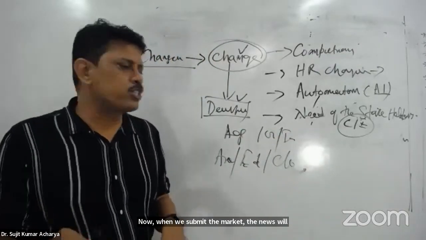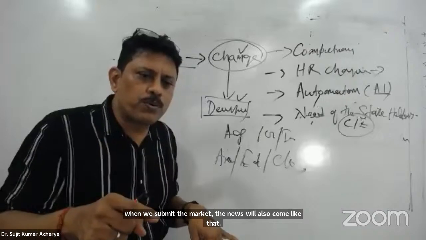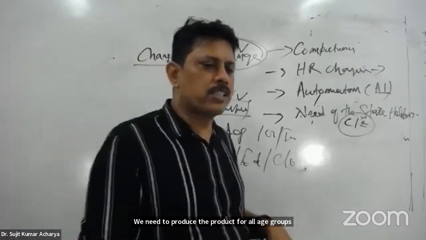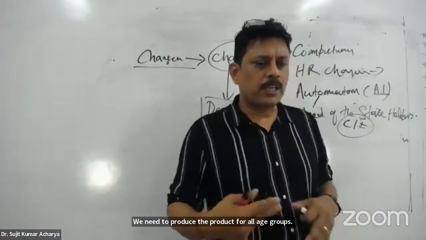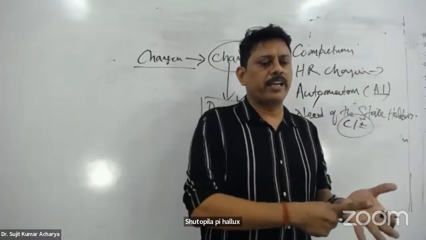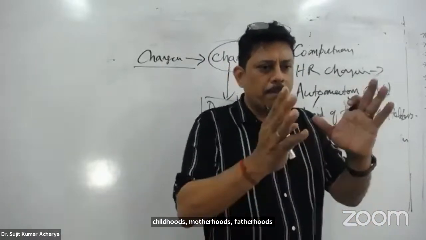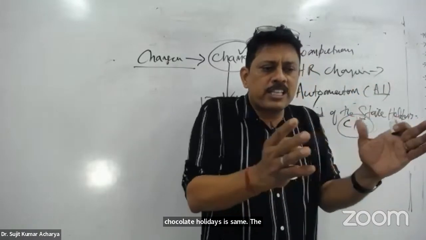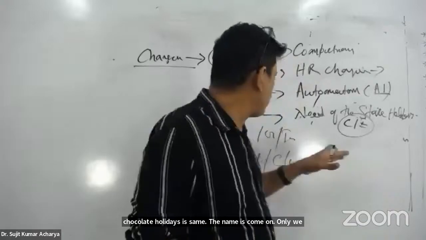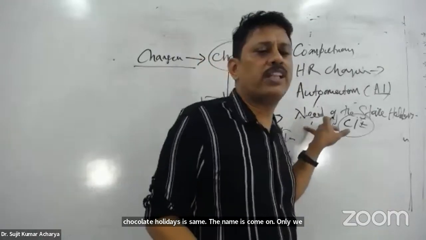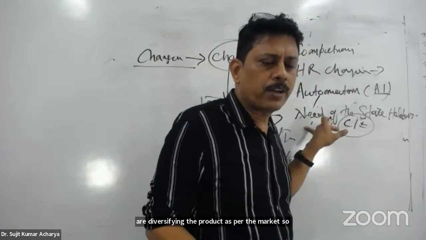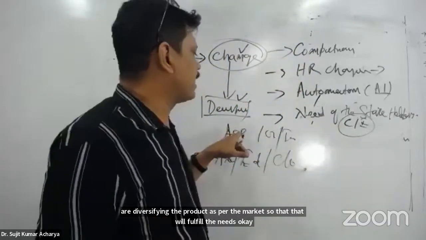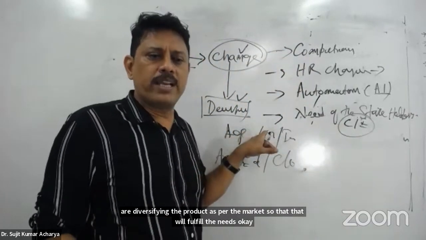We need to produce the product for all age groups. Horlicks for small children, child Horlicks, mother Horlicks, father Horlicks, diabetic Horlicks, chocolate Horlicks. See, Horlicks is the same. The name is common. Only we are diversifying the product as per the market so that it will fulfill the needs of the consumer, the customer. So needs of the market as per age wise, as per gender wise.